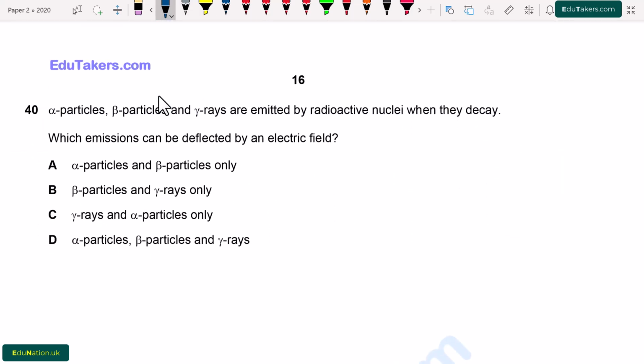Question number 14. Alpha particles, beta particles and gamma rays are emitted by radioactive nuclei when they decay. Which emissions can be deflected by the electric field? Only those emissions that have charge can be deflected by the electric field. Alpha particles are positively charged while beta particles are negatively charged. So both of these can be deflected by the electric field. So from here option A is correct.